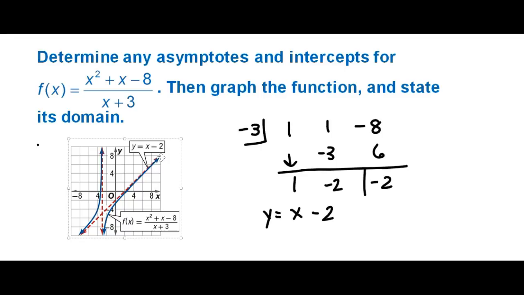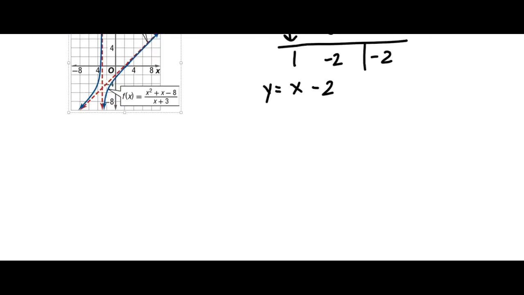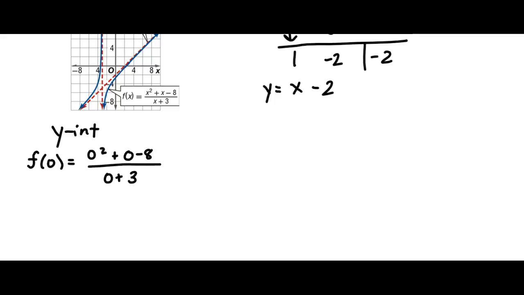So the other thing we need to look for is intercepts, and that is no different than what we've been doing before. When we want to find the y-intercept, what we're going to do is figure out what f of 0 is. So 0 squared plus 0 minus 8 over 0 plus 3 gives me -8/3. So I have a y-intercept of y equals -8/3.